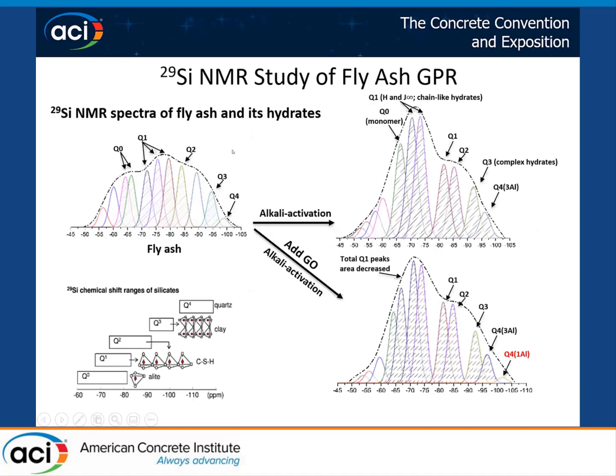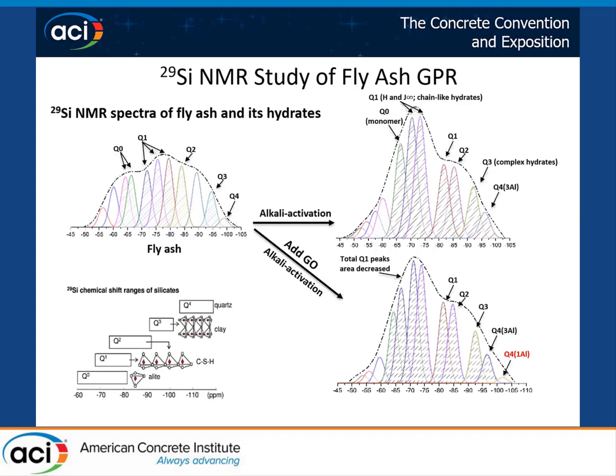Here we ran the NMR test for the original fly ash particles, this one is the alkaline activated geopolymer, and this one is the geo-modified geopolymer. Here I didn't show the y-axis, but all these 3 figures are on the same scale, so we can compare the height of these peaks to get a basic idea.